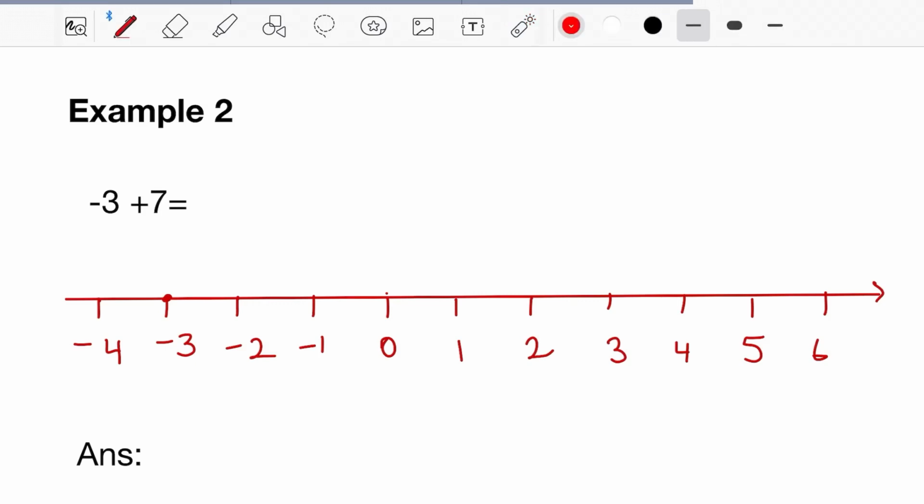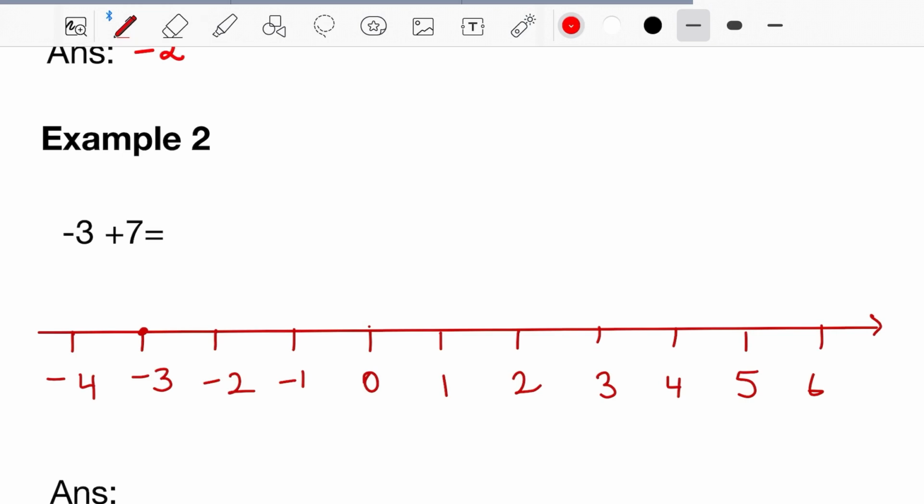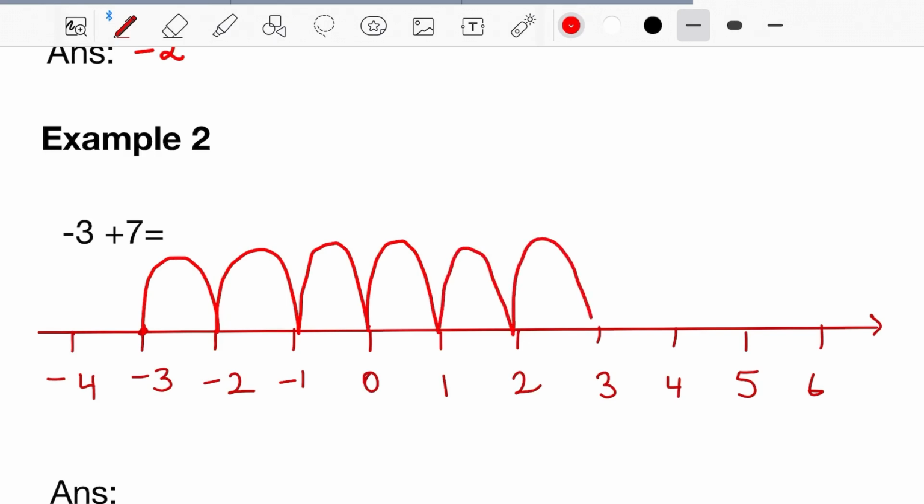So we start at -3. -3 is here. And we move 1, 2, 3, 4, 5, 6, 7. So we have moved 7 spaces to the right from -3, and we find that our answer is positive 4.